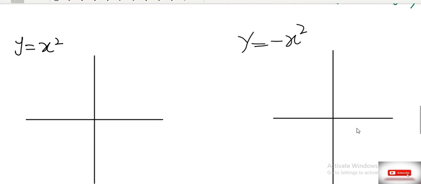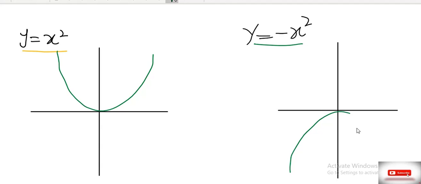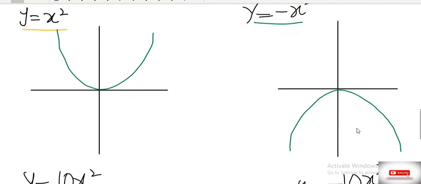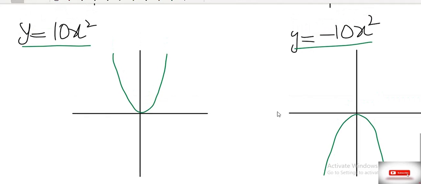Now let's try some more interesting functions. The graph of this function is in the upward direction, and for the function y = -x squared, the graph will be the same but inverted. Now there is another function, y = 10x squared, and you can see that the graph is the same as y = x squared, but it is very thin. For y = -10x squared, the graph will be the same but inverted because of the negative sign.